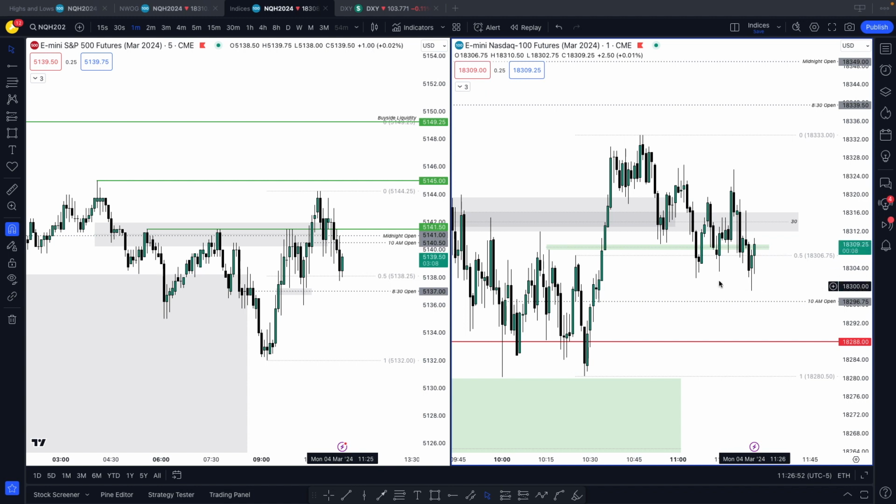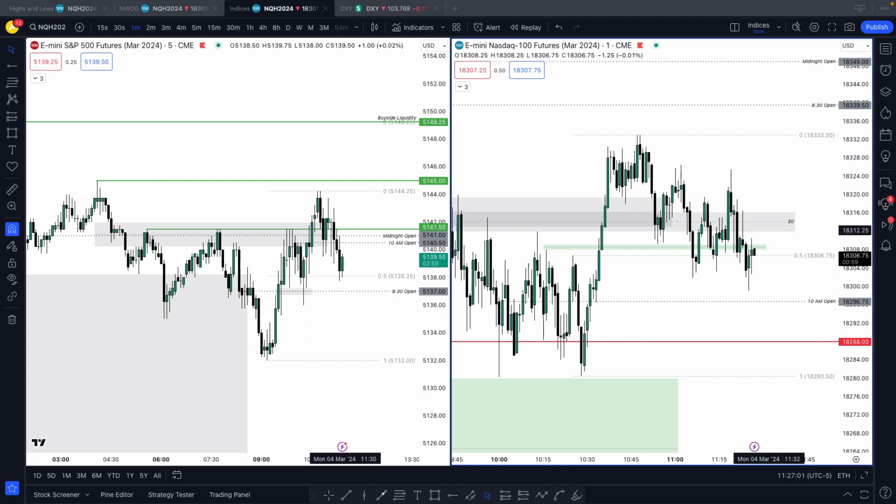All right. So far, sell side run out there. We're trading back above. Let's see if we can close back above this inefficiency. Not yet.